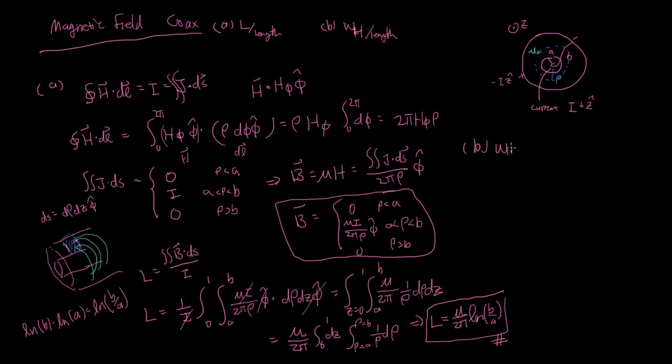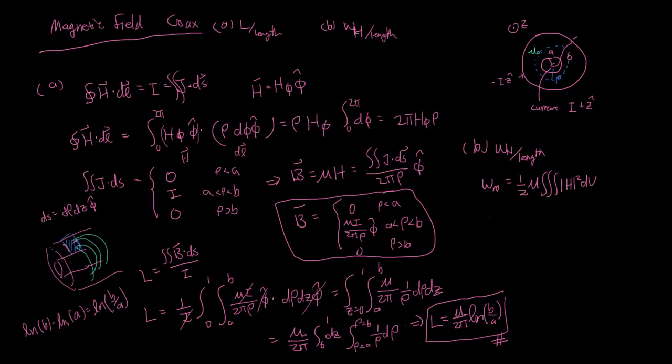energy stored, right, for a unit length. And so to do that, remember our total amount of energy stored would be the volume integral of 1/2 mu H squared dV, right? So in this case, H would be this divided by mu, so we just have I over 2 pi rho.